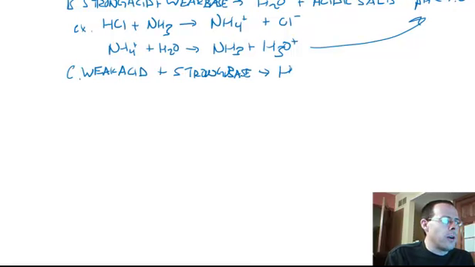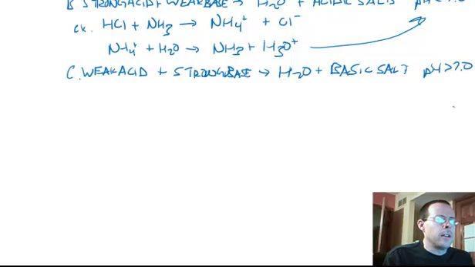And in this case, we're going to get water, and we're going to get a basic salt. And we get pHs that are greater than 7. What are some other weak bases we can have? A lot of these are going to be things that have, we're kind of going back up to B, but just some more examples.